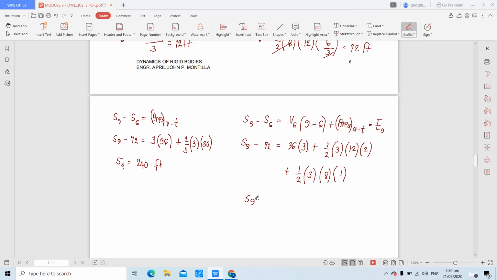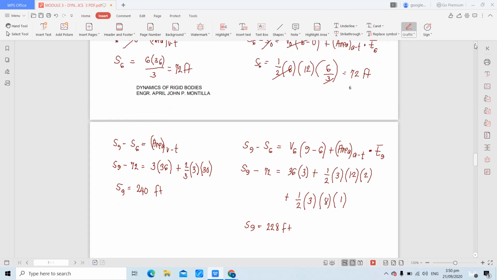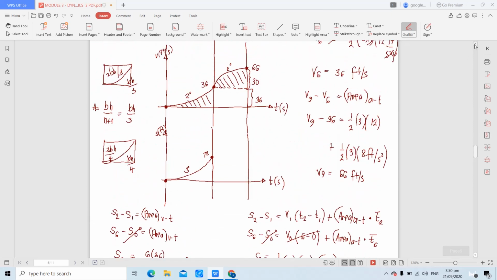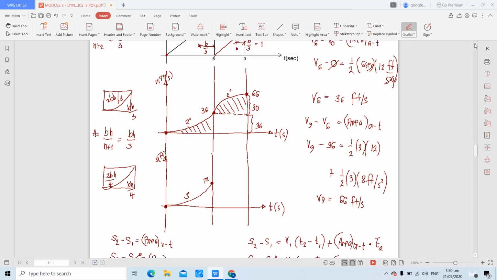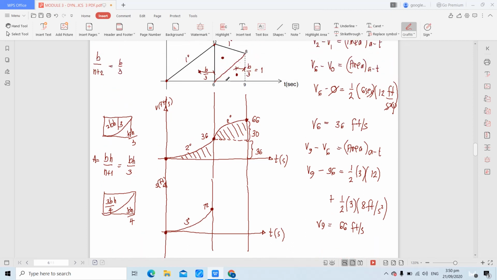What will be the position of the particle after 9 seconds? Kindly compute this, guys. 228. 228 feet. Okay, let's compare here. Oops! Why are they not the same now, sir? Earlier, they were the same. So which value will we use? Okay, take note of these, guys. One, we used the area of velocity. The other, we used the area of acceleration.